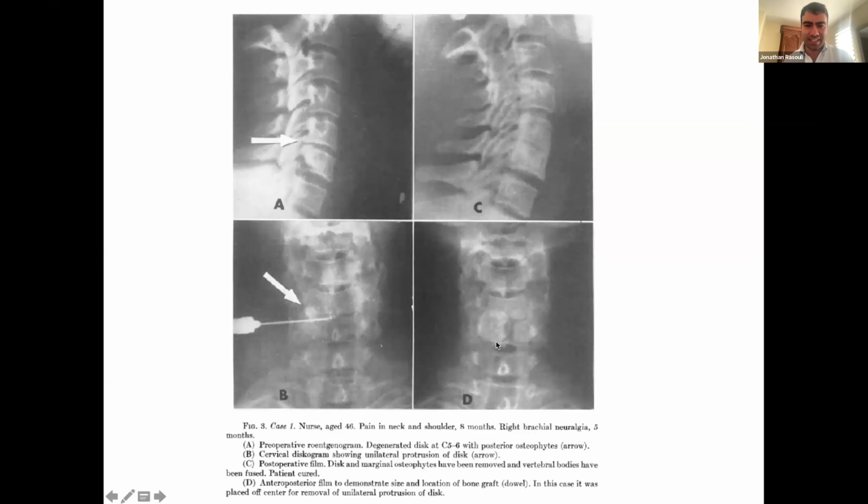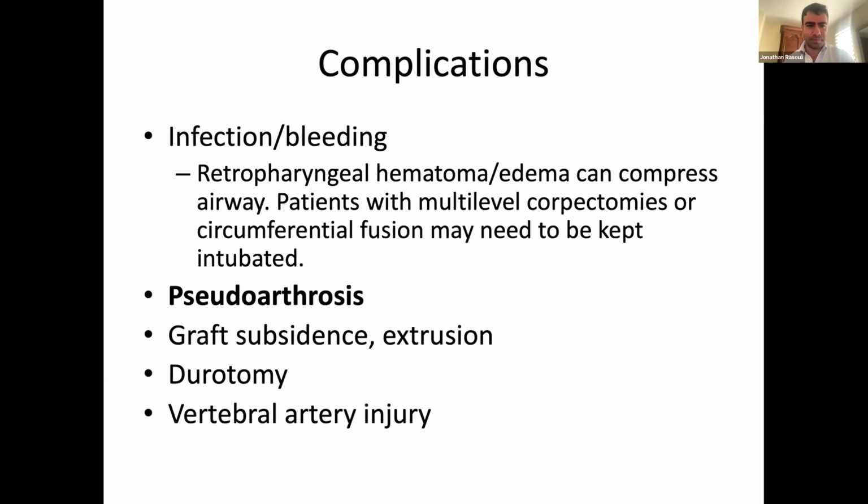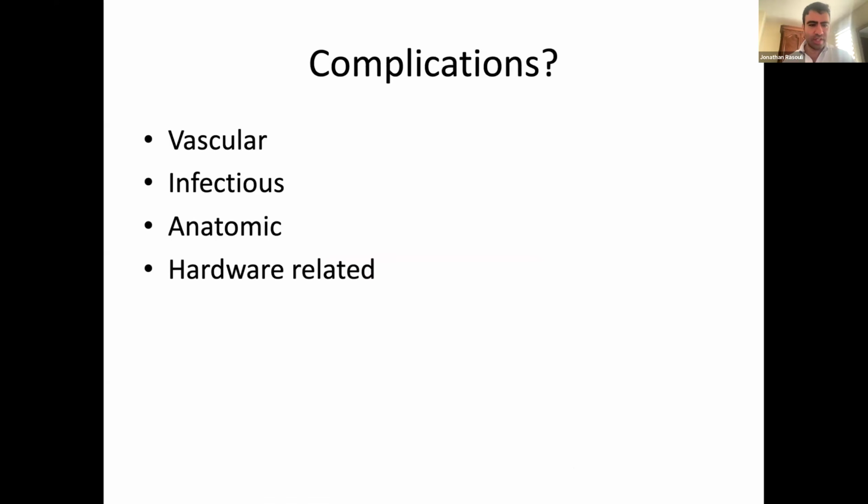I thought it was pretty wild, right? You see there's this big bone dowel in there. So it's a pretty interesting study. So in terms of the complications, as with anything with ACDF, you have the minor complications, and then you have the catastrophic, absolute disaster complications, right?